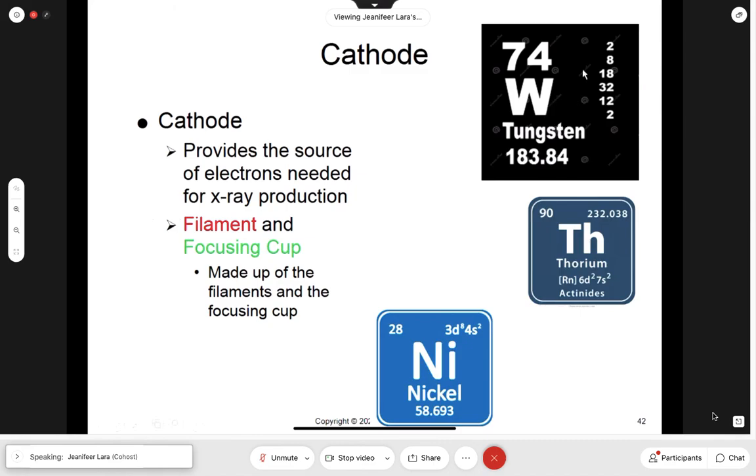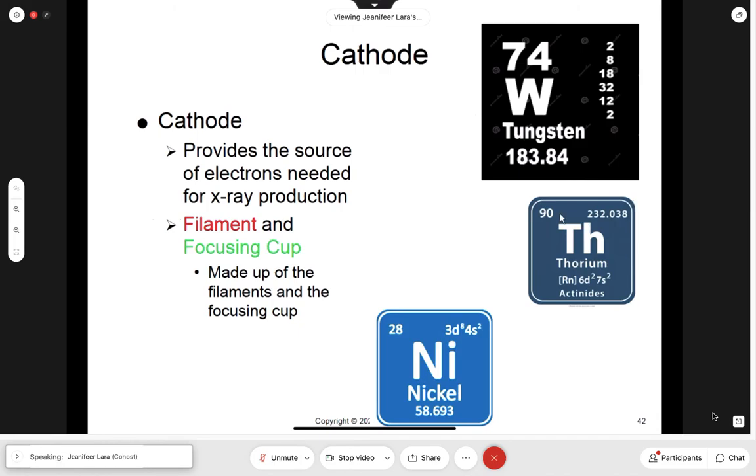Why do we like tungsten? It has a high resistance to heat. It has a high melting point, yes, a high resistance to heat, so it's not going to break off in high heat temperatures. Perfect. I love it.